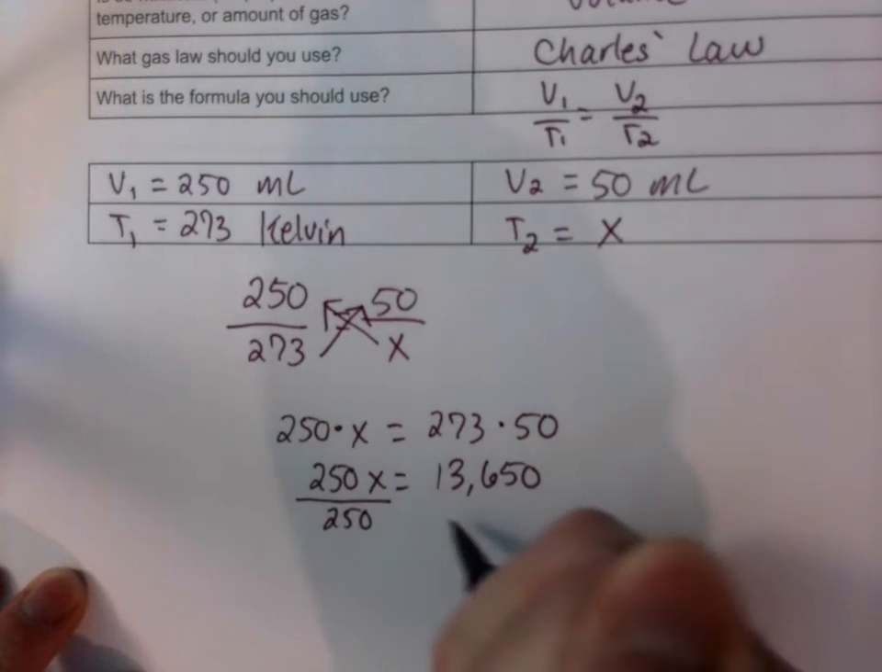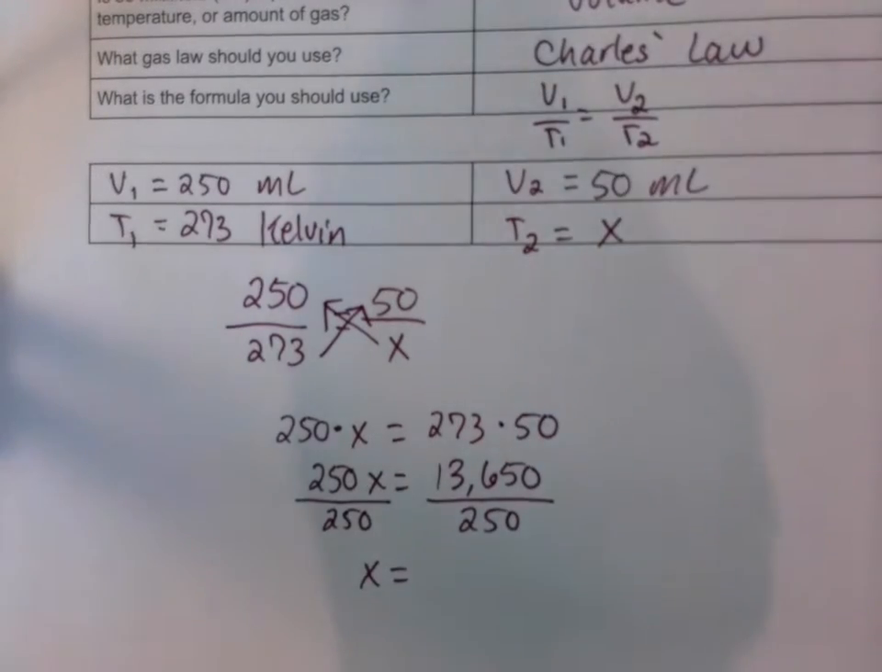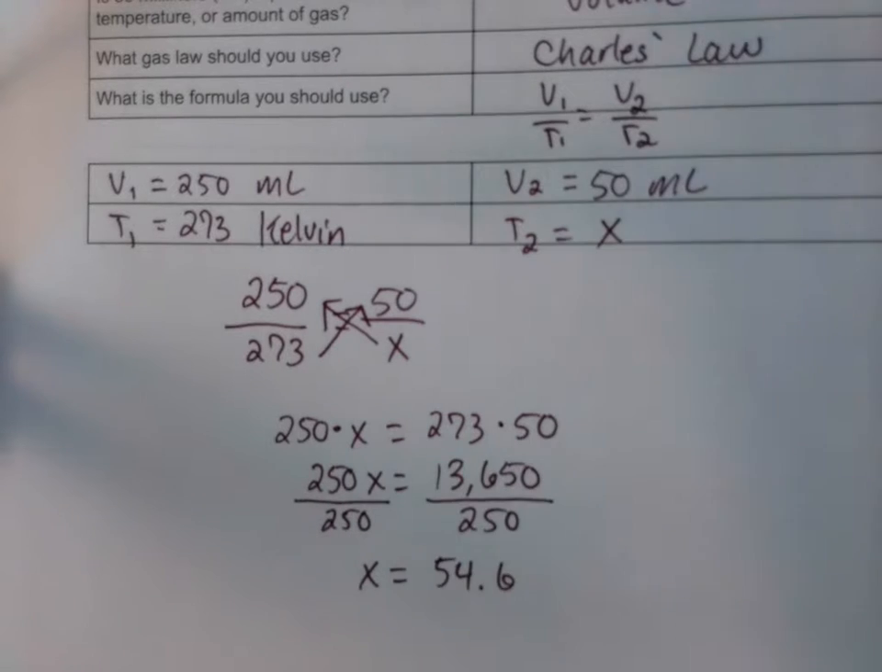Now to get this X by itself, I'm just going to divide by 250. Because this is multiplication, I'll just do the opposite. And whatever I do on one side, I have to do on the other side. So now I'm just going to do 13,650 divided by 250, and it gives me 54.6. Okay?